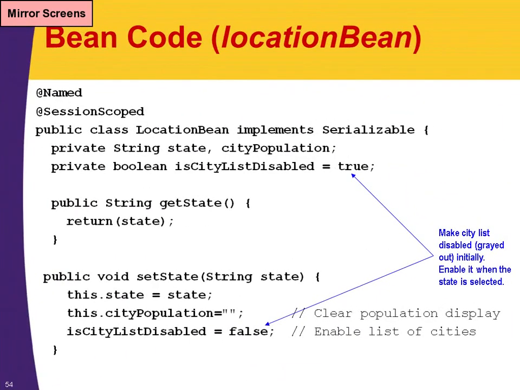So on the server side, the city list is going to be disabled. So that's an example of using the values on the server side as a means to determine what gets rendered or what gets executed.